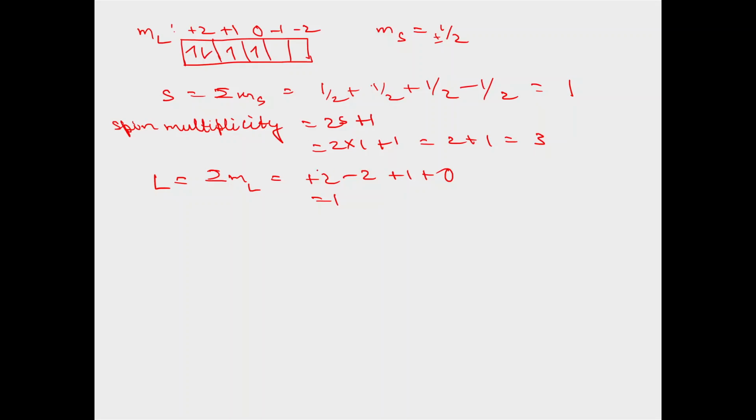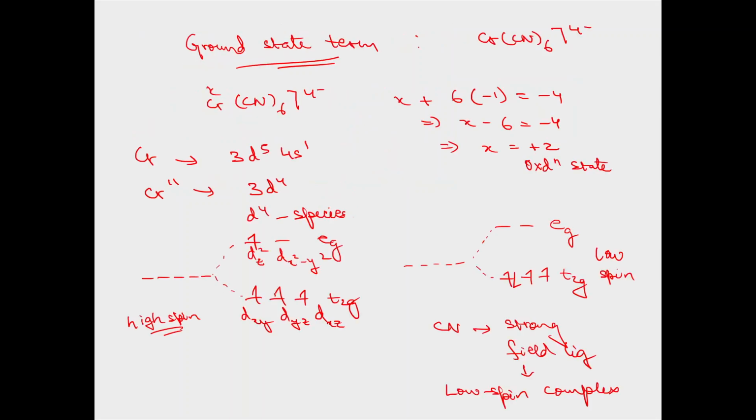Sorry, very sorry. +2, both are there. So +2, +2, +1 and 0. That is equal to 2 plus 2, 4, plus 1, 5. Okay. But if it would have been a high spin complex, then what will happen?